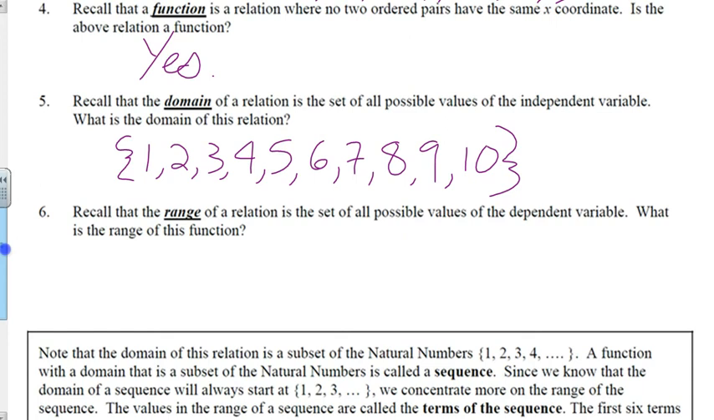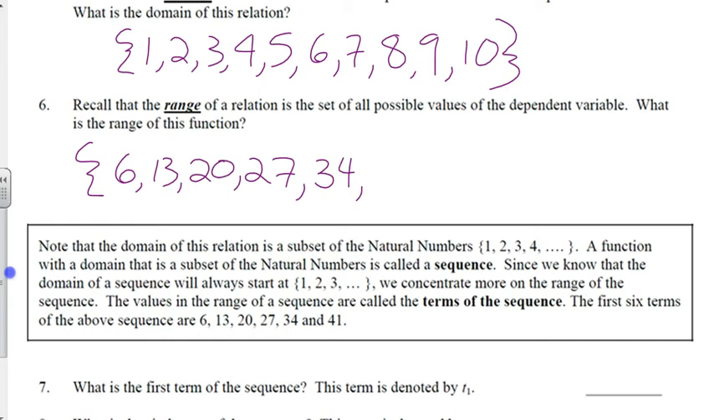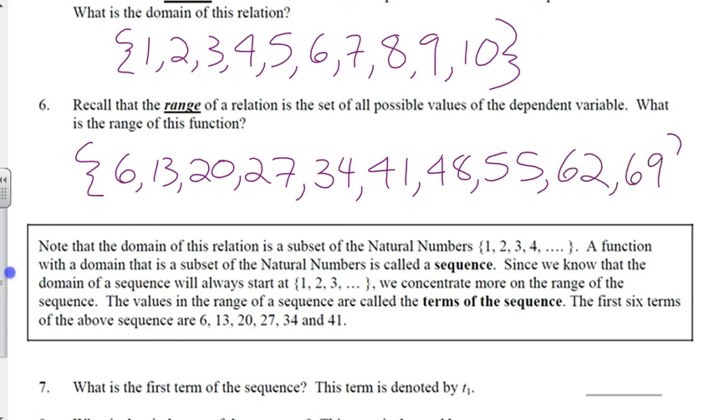Recall that the range of the relation is the set of all possible values of the dependent variable. What's the range of this function? Okay, so all we're going to do is list the dependent variable, which is which letter? The y value, right? The number of dots depends on which growth stage you're in, right? So dots depends on growth stage.